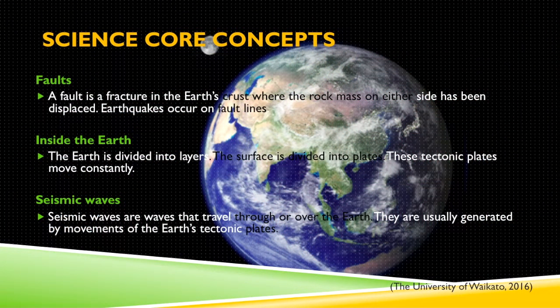Science core concepts. The important concepts concerning earthquakes are faults. A fault is a fracture in the Earth's crust where the rock mass on either side has been displaced. Earthquakes occur on fault lines. Inside, the Earth is divided into layers. The surface is divided into plates. These tectonic plates move constantly. Seismic waves. Seismic waves are waves that travel through or over the Earth. They are usually generated by movements of the Earth's tectonic plates.